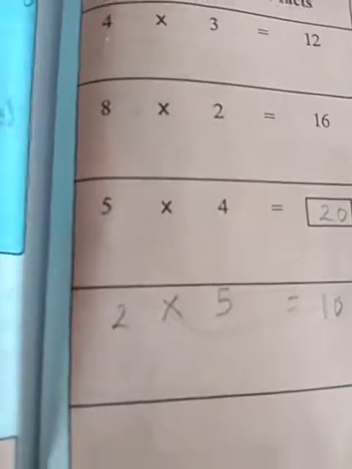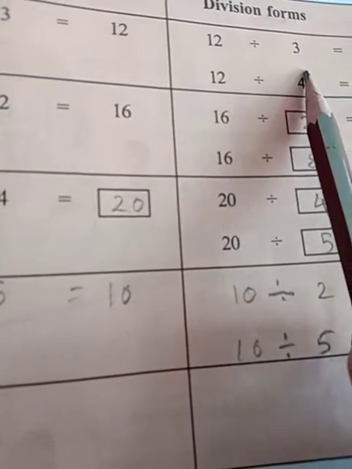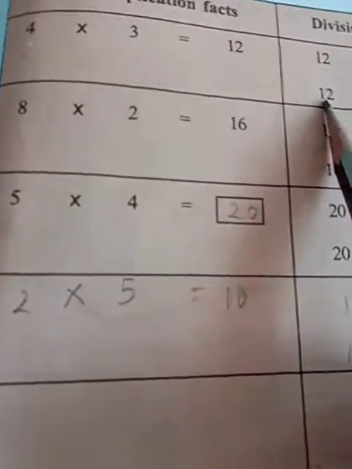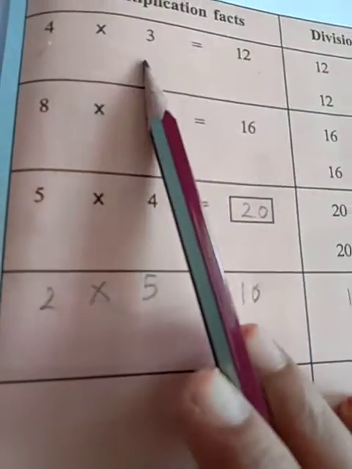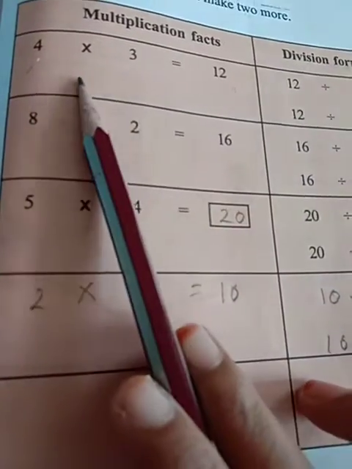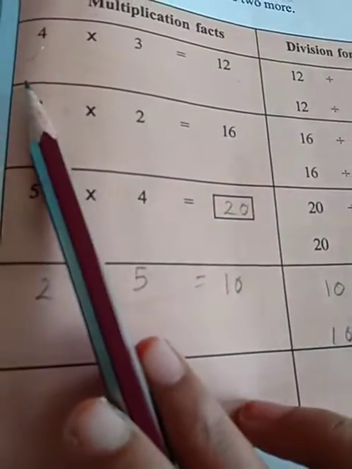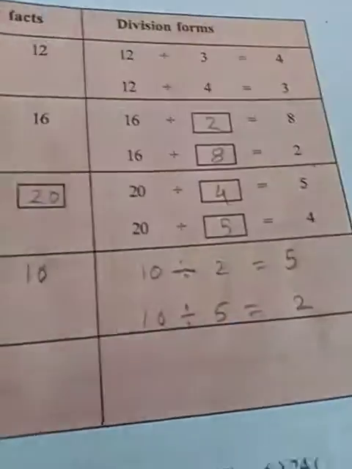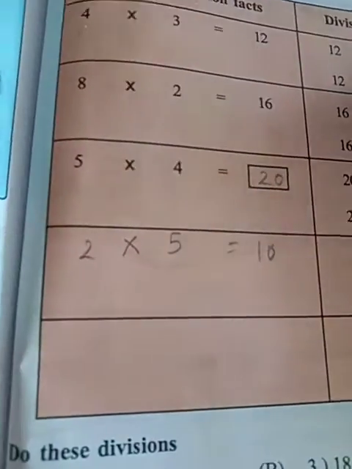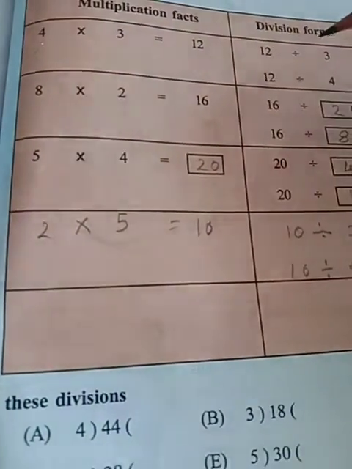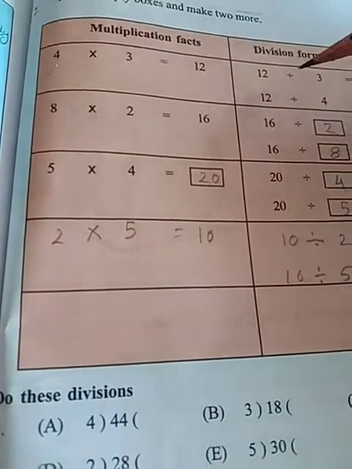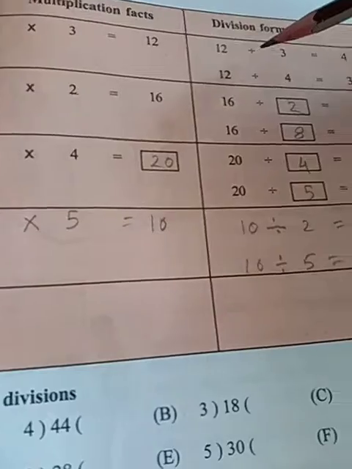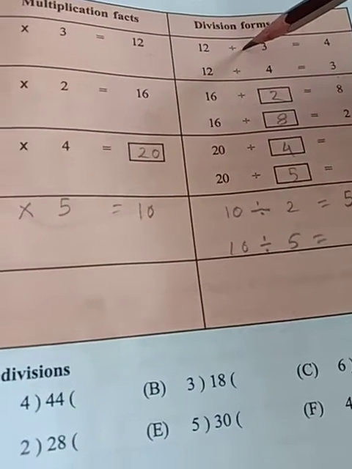See, I am explaining again. 4 threes are 12. 12 means 12 divided by 3 equals 4. 12 divided by 4 equals 3. These two numbers came and this number will come. Understand? In these three numbers only, the division form and symbols are only changing. You observe, children. Here is the multiplication symbol. This is the division symbol. Understand?